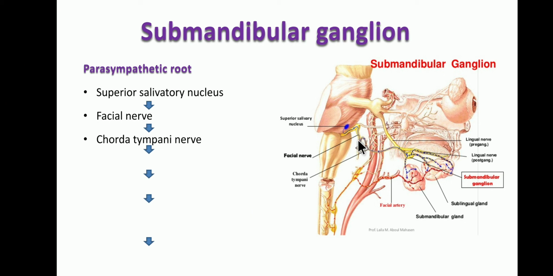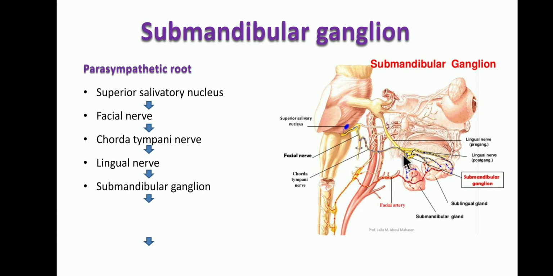This is your chorda tympani nerve, which has a course within the middle ear cavity and is intimately related to the tympanic membrane and the handle of malleus. Then it comes out through the petrotympanic fissure and joins the lingual nerve at an acute angle in the infratemporal fossa. That course we have already seen in the mandibular nerve. After joining the lingual nerve, the fibers pass via the lingual nerve and relay in the submandibular ganglion mainly through the posterior root.